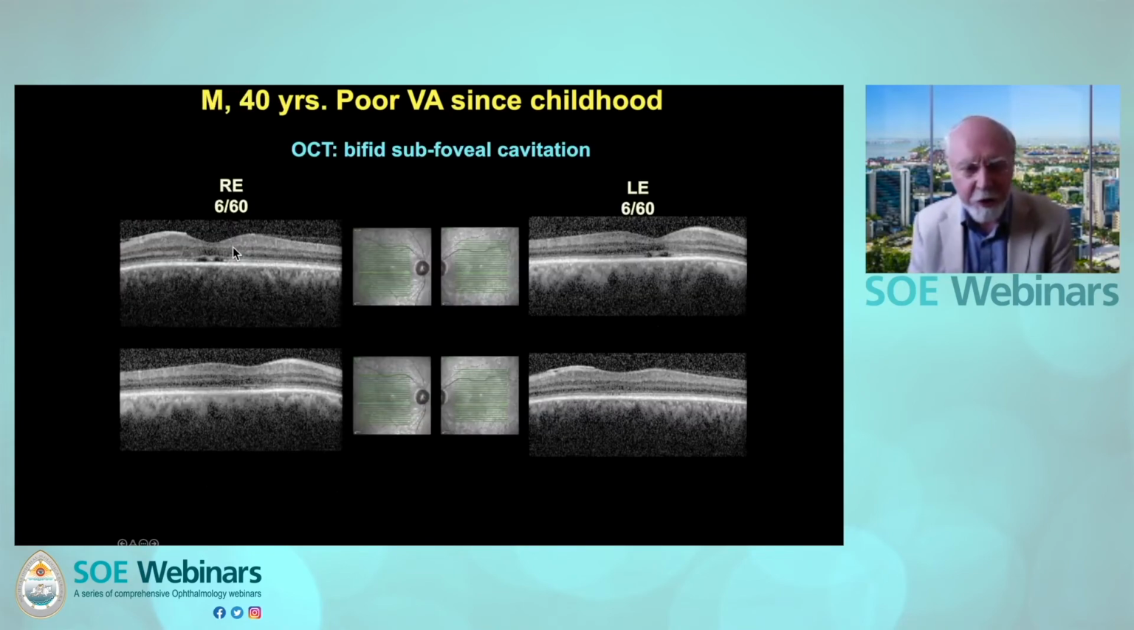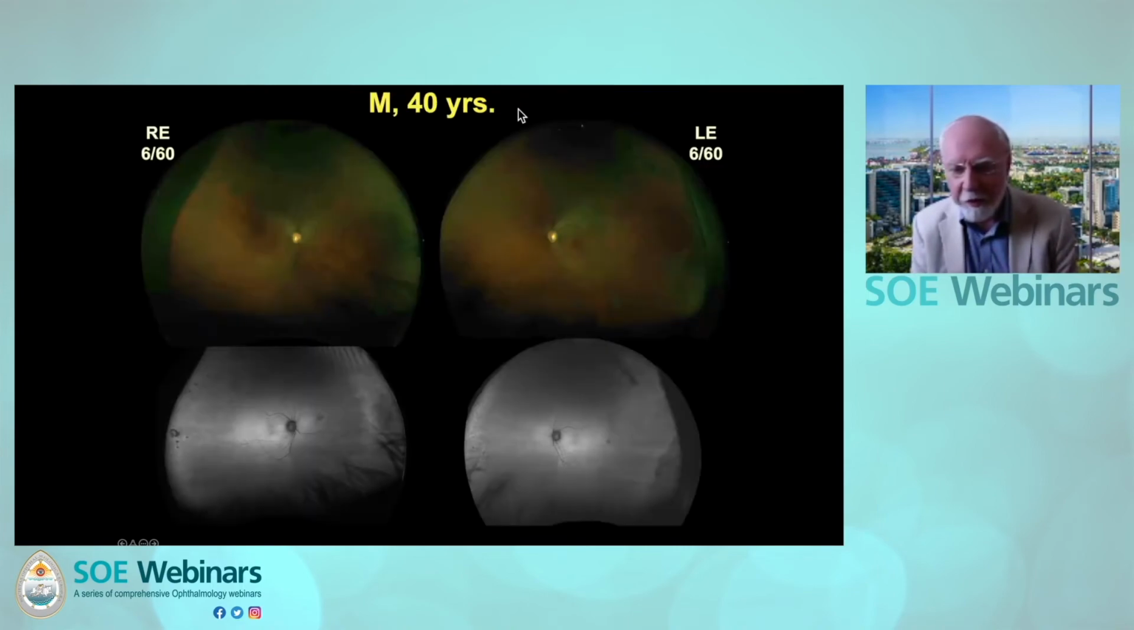This is another patient who has bifid subfoveal cavitation, and a similar history with poor acuity since childhood. So does this patient have KCNV2 disease? Nothing much to see in the fundi of any specificity.